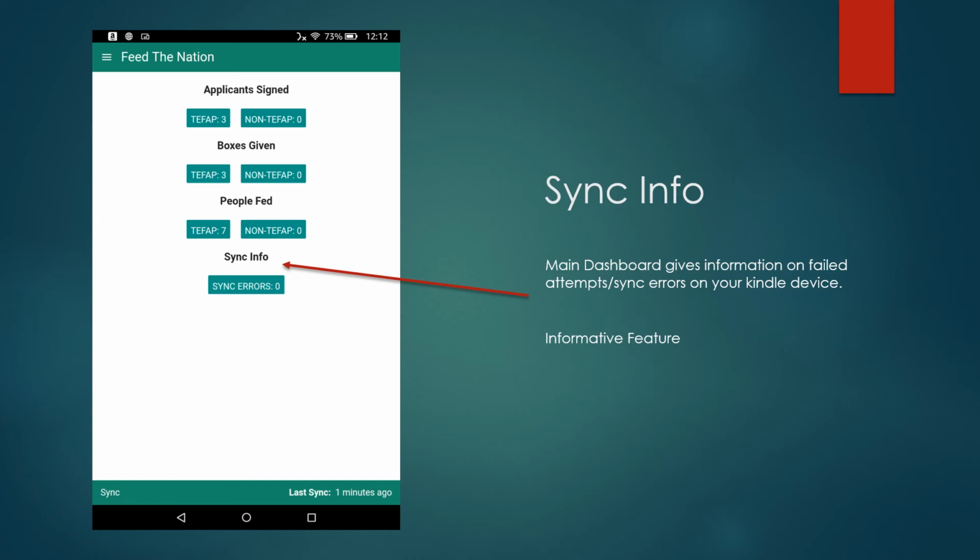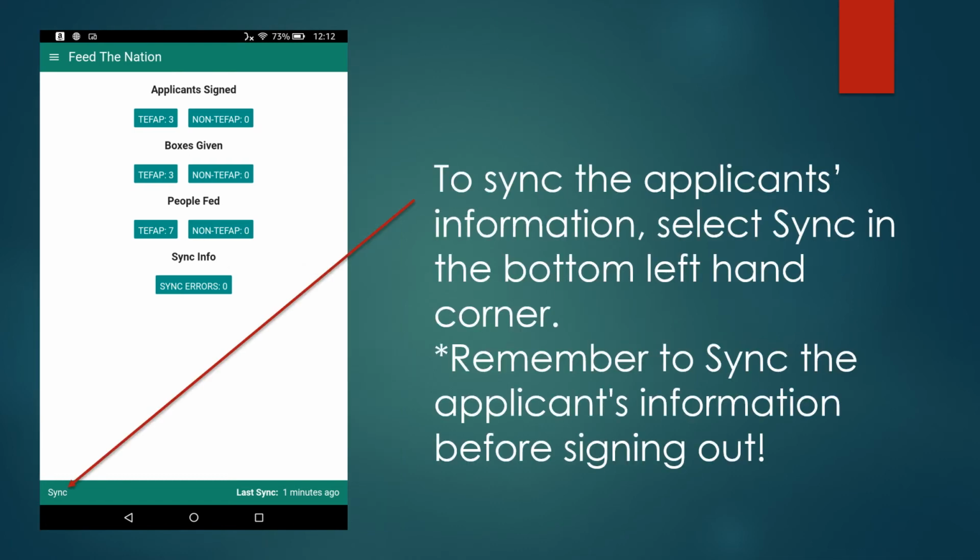And finally, let's go sync our product and get these applicants the help that they need. To sync, we always sync our new applicants before signing out. However, you want to make sure that you are connected to Wi-Fi or internet connection so you can sync properly. After you are in the right area, you can then click the Sync button in the bottom left-hand corner.